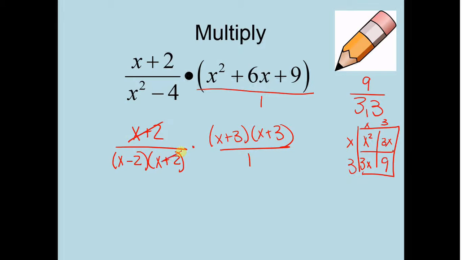Do you see anything canceling? Oop, I see the x plus 2's. Good catch. I don't think anything else cancels. So I'll be left with x plus 3 over x minus 2.